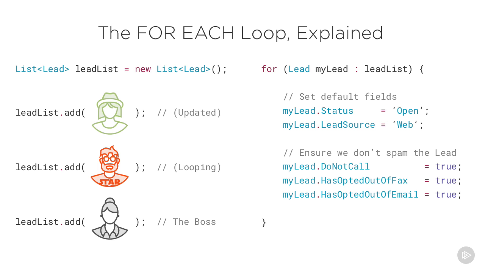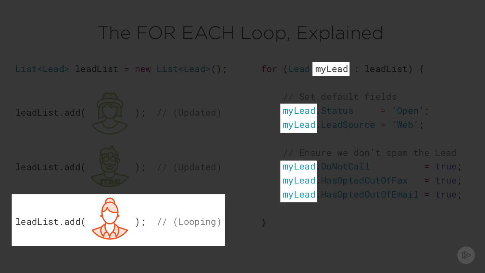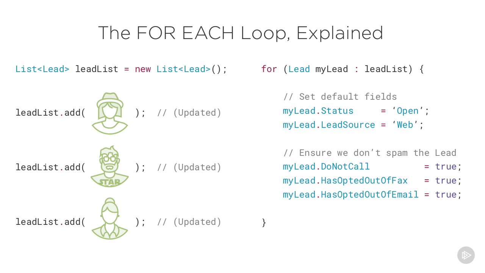Finally, we move on to the last record in our lead list, The Boss. We temporarily assign the myLead variable to the boss, run our code block, and now the boss's fields have been updated. So now by the end of this loop, what we're left with is the same list of 3 leads. However, the fields of each lead in this list have been completely updated according to our for each loop's logic. Everyone's anti-spam fields have been set.